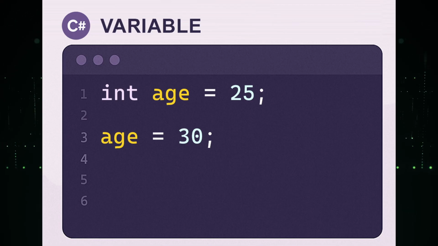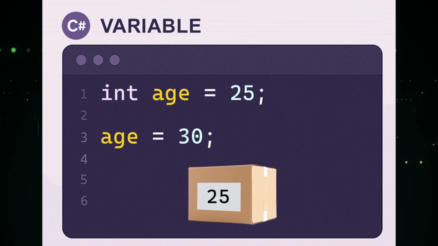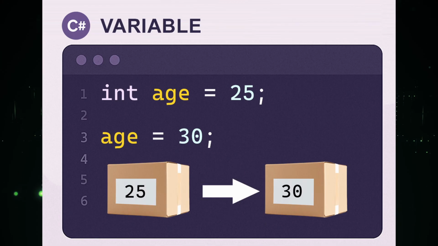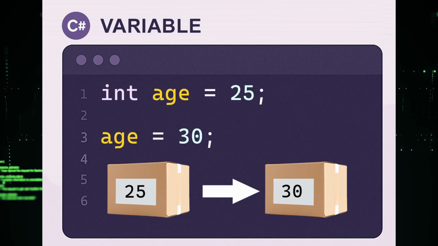So this line means create a box called age that stores the number 25. You can change it later like this: age = 30. Now your box stores 30 instead of 25.